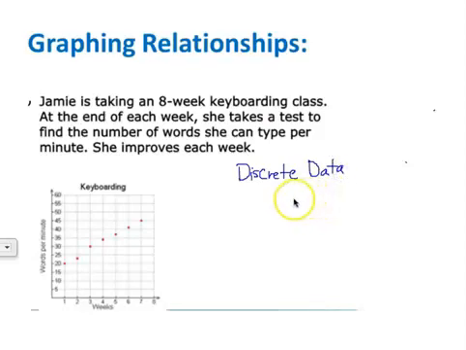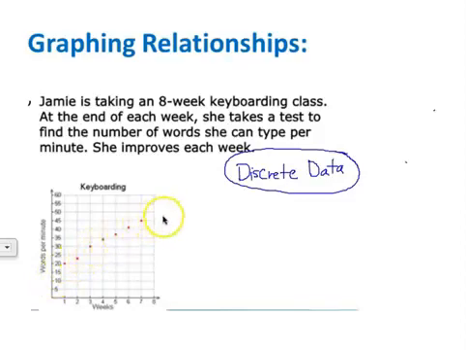So really, on this slide, we're not graphing anything. The big takeaway is I wanted you to see an example of discrete data or discrete relationships. And the big takeaway is that anytime you see points, you know that it's discrete. It's not continuous. We don't have one straight line connecting all of the points.